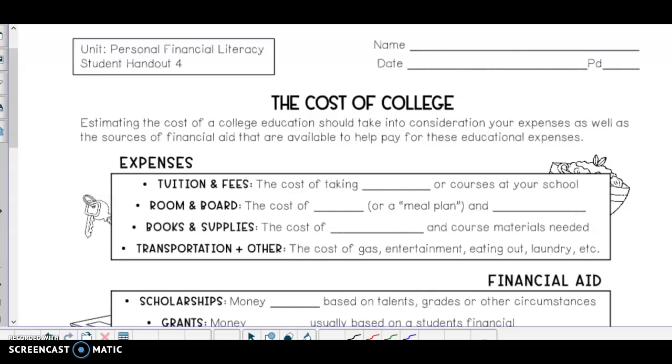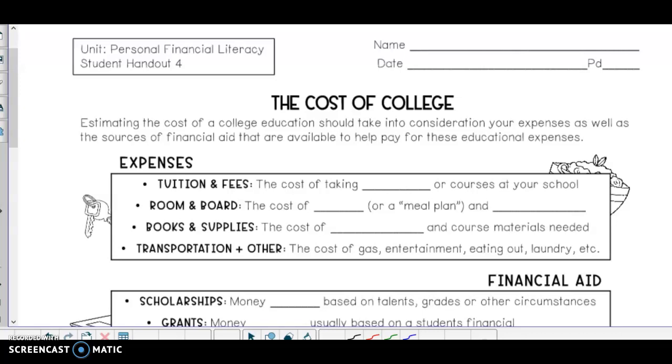This week we're going to talk about the cost of paying for college. You are going to need your calculator open for part of this just so you can do some of the math. I've attached the PDF in case you wanted to print it out, or you can simply write these notes in your journal. So, cost of college. We did a college project last year.